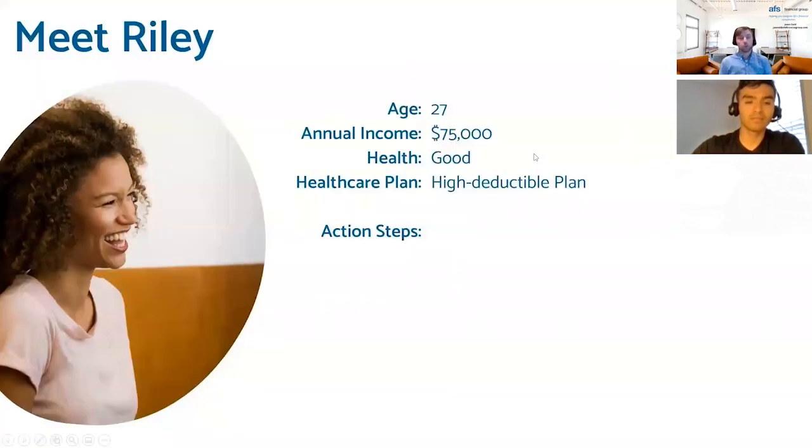Great, so we are moving right along here, and just wanted to give a couple of simple examples to hopefully synthesize a lot of the things that we've been talking about. So here's an example. Riley is age 27, annual income 75,000. She's in good health, right?